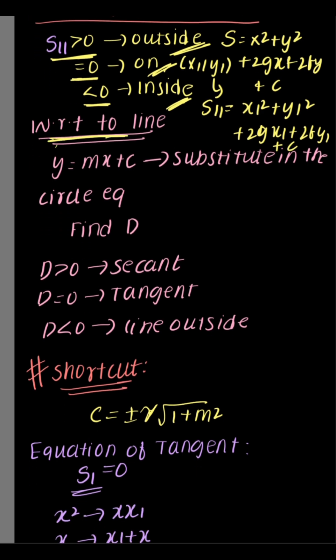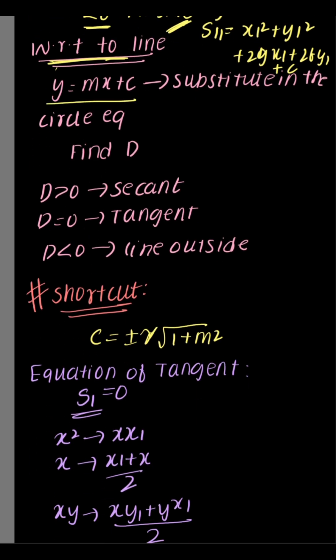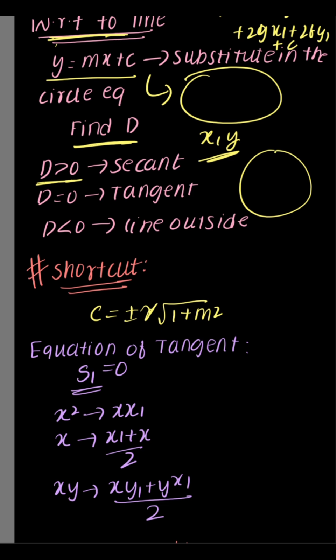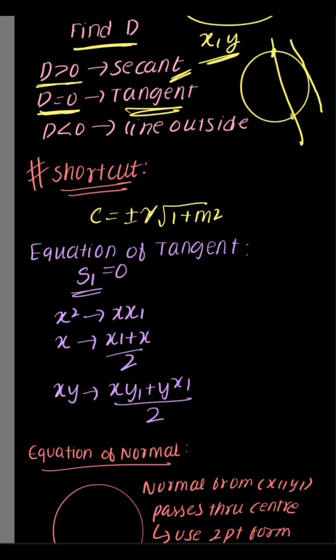Now let's talk with respect to a line. If y = mx + c is the line we are considering, just substitute that in the equation of the curve. You will get a quadratic in terms of either x or y. Now you're going to find the discriminant. If the discriminant is greater than 0, it has two solutions, which is a secant. If there is only one solution, you get D = 0, basically a tangent. D less than 0, no solution, a line outside the circle.